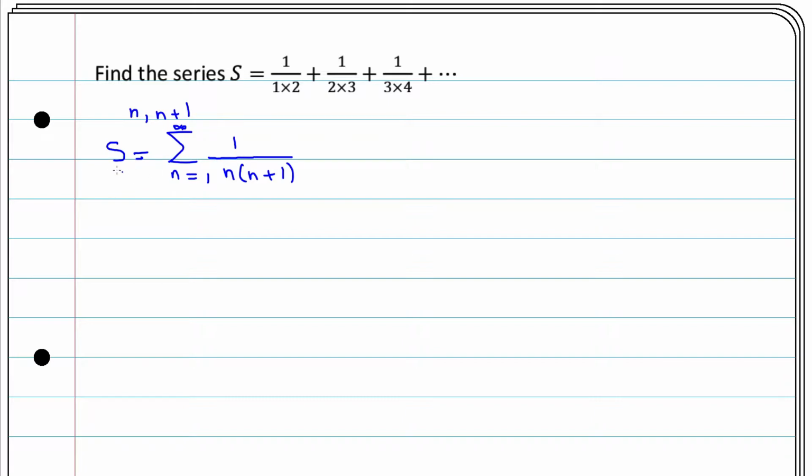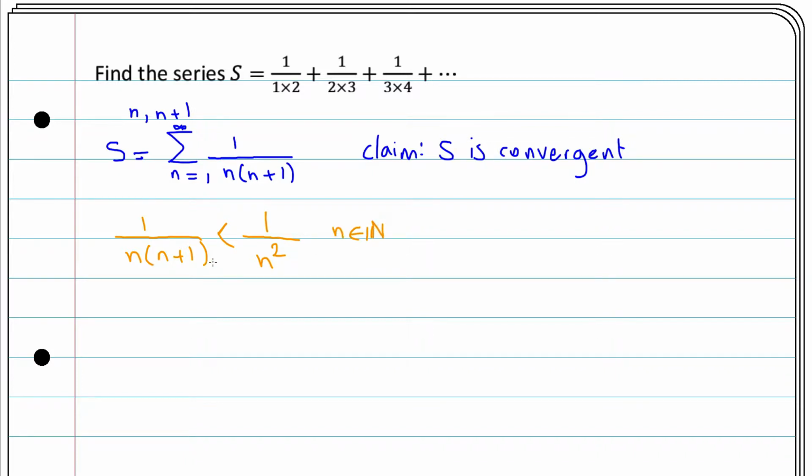First, I claim that the sum S is convergent. For any n, I have 1 over n times n plus 1 is smaller than 1 over n squared, because the denominator here is larger than here.